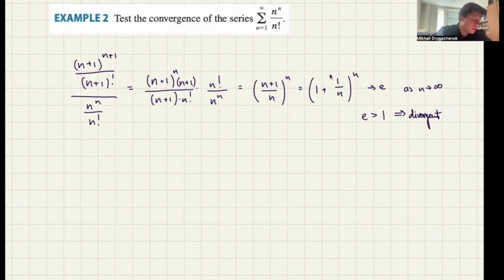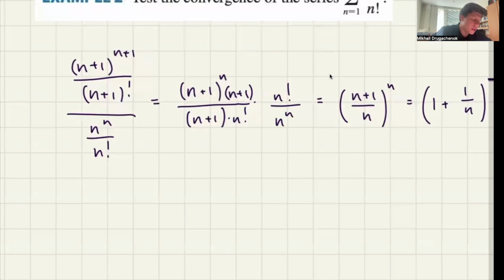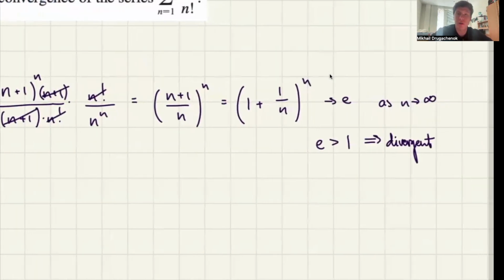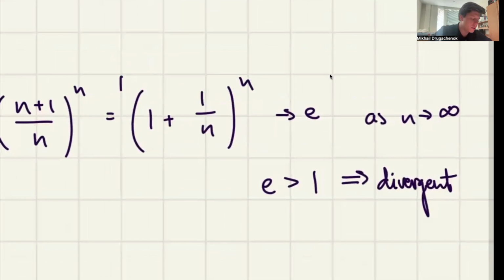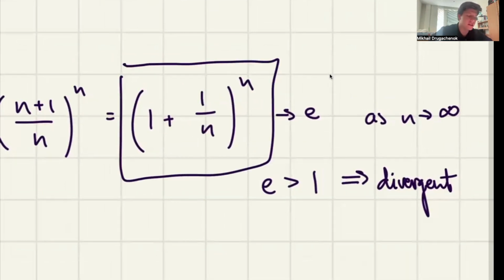And after doing some expansion of the exponents right here and the expansion of the factorial, we can cancel out some terms, and we get (n plus 1 over n) to the power of n, which, when simplified and taking the limit, approaches e as n approaches infinity. And since e is greater than 1, this series is divergent.